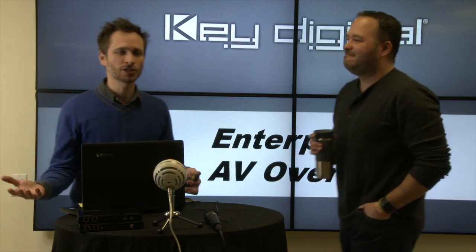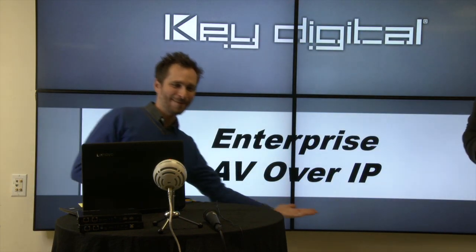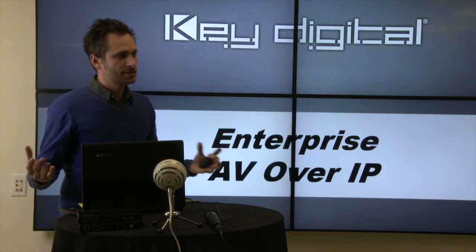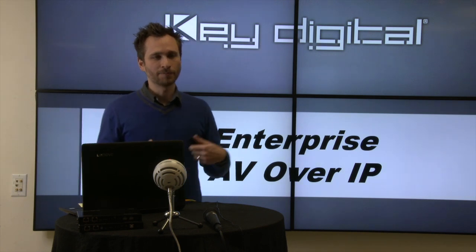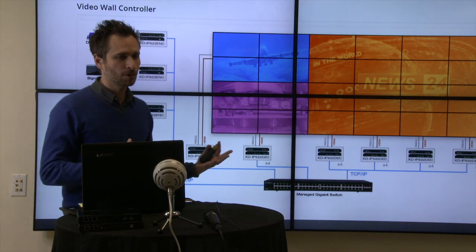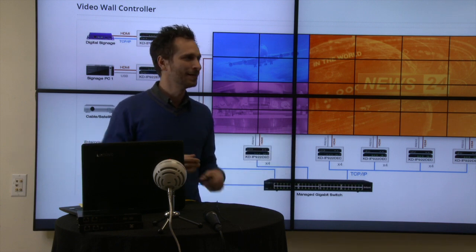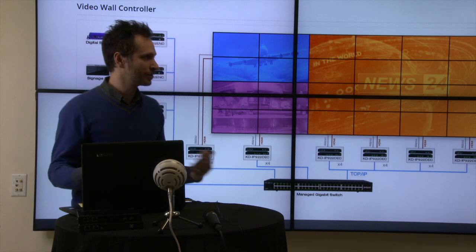So the big push in the industry at this moment, of course, is video over IP. We have two flavors of video over IP. We call this system our Enterprise AV over IP. What it's all about is replacing a traditional matrix switch with a network switch. It makes for systems that are much more flexible. You could have non-symmetrical inputs and outputs. What does that mean? In the old days, it was 4x4, 8x8, 16x16, 32x32, etc.